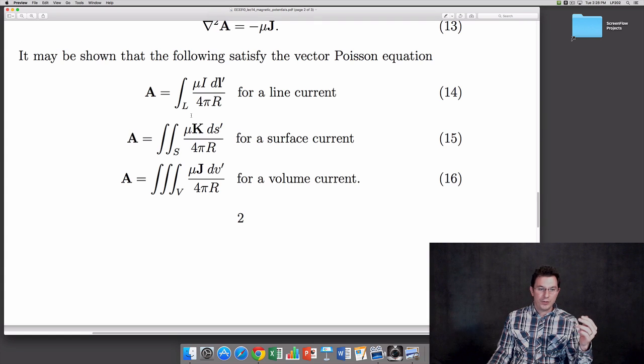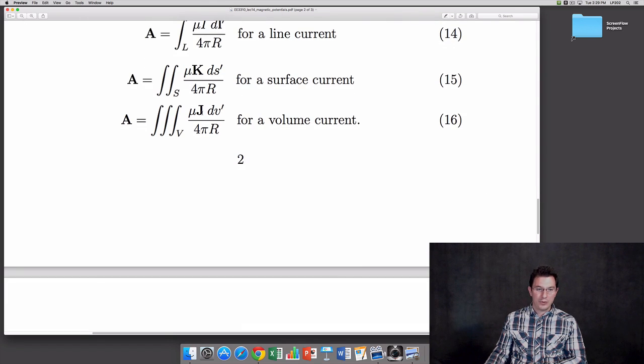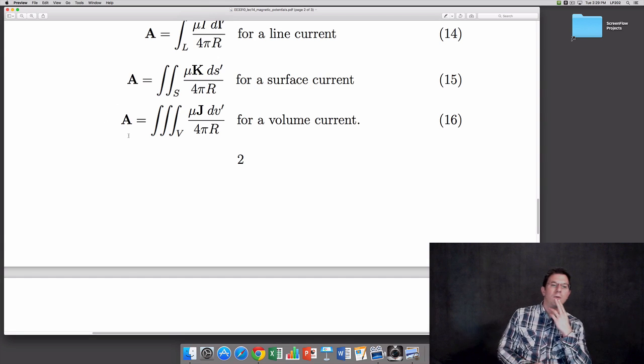If you have a surface current, you do a two-dimensional integration, again, over the surface here, ds prime, and capital K is your surface current density. Similarly, if you have a volume current, capital J, then you use a volume integration. So you're going to have a triple integral.